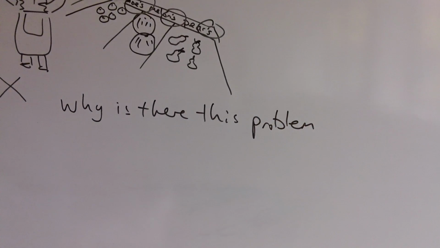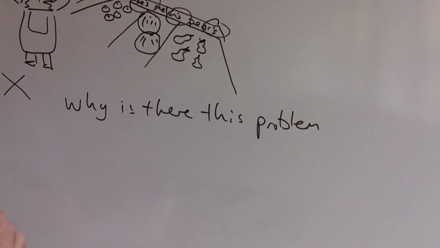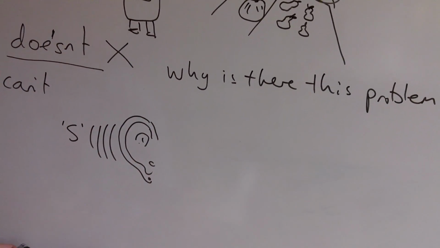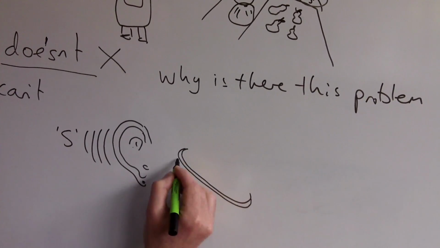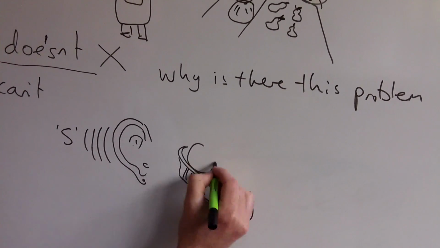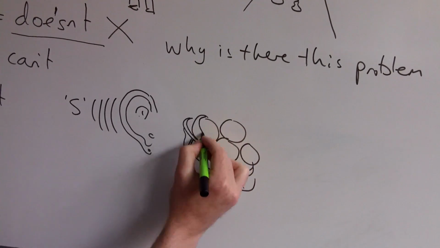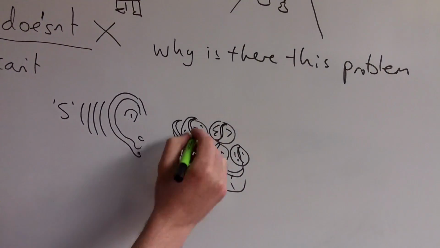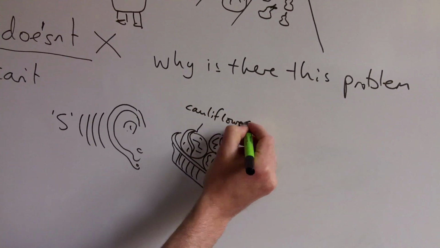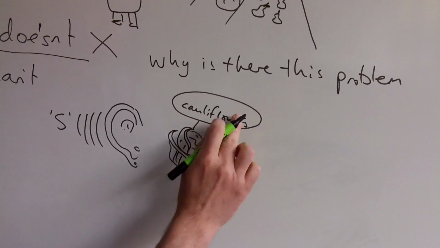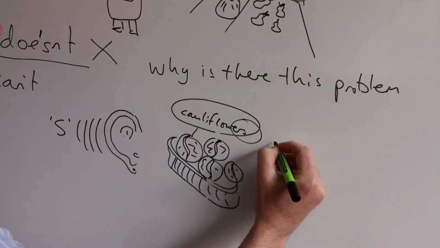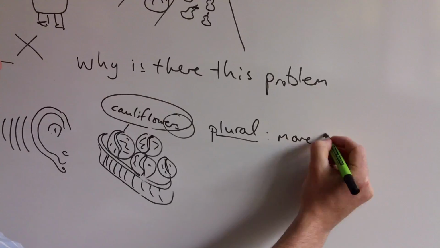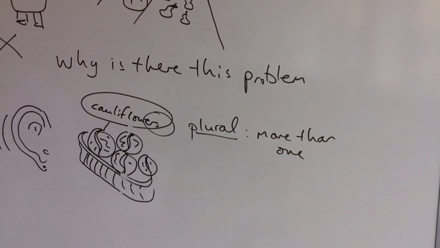Why is it such a problem? Well, I think it comes down to the fact that in English, we have the S sound at the end of words for two reasons. One of them is, say for example, and I'm going to continue the greengrocer image, I have a word like cauliflower. I have two of those and it becomes cauliflowers. Just as I have a greengrocer and I have more than one and it becomes greengrocers. So I put an S at the end of the word to show that it is more than one. Another way of talking about that is to say that it is plural.